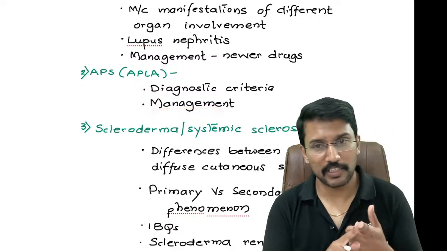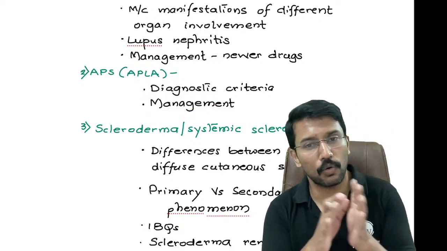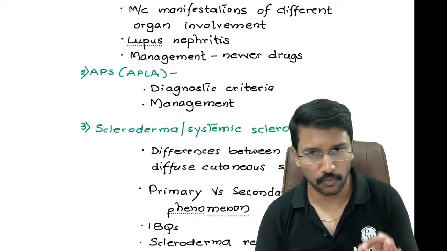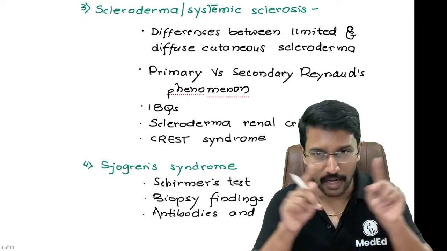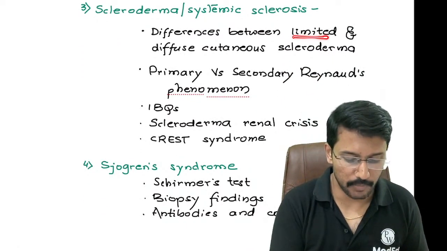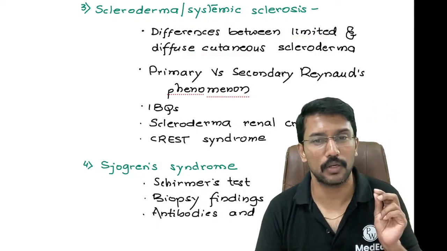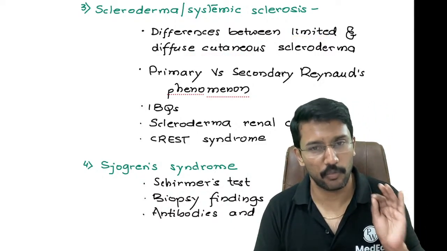Management में कब aspirin और कब anticoagulants plus aspirin यूज करना है, that's what you need to remember. Scleroderma या systemic sclerosis में I have given you a table which compares the difference between limited cutaneous and diffuse cutaneous, and that is what you need to remember. Remember करने के लिए I have made it very simple.